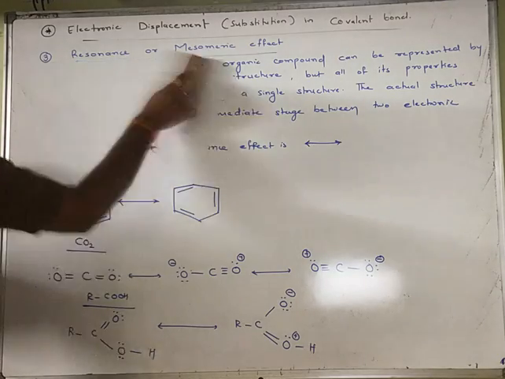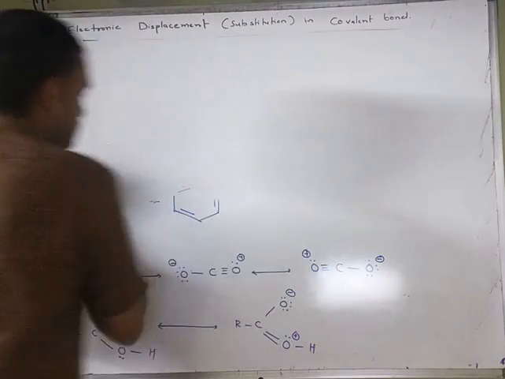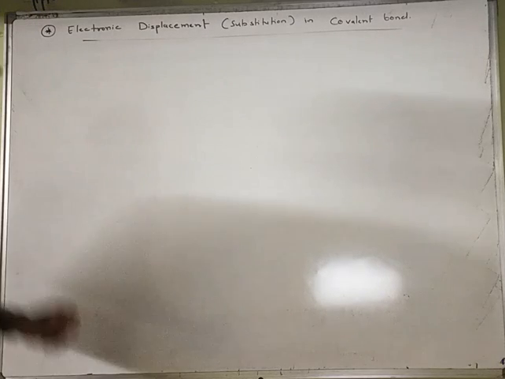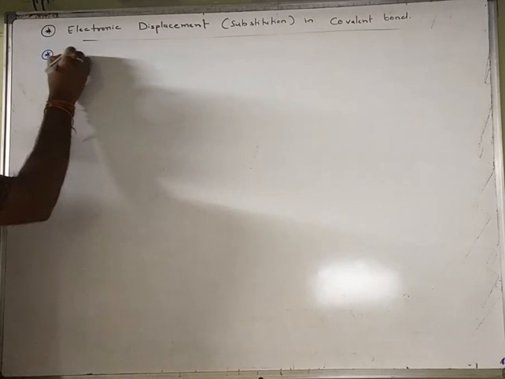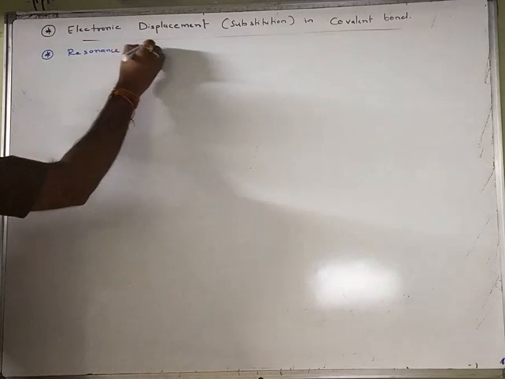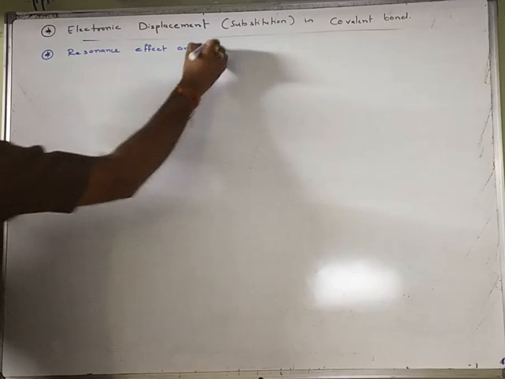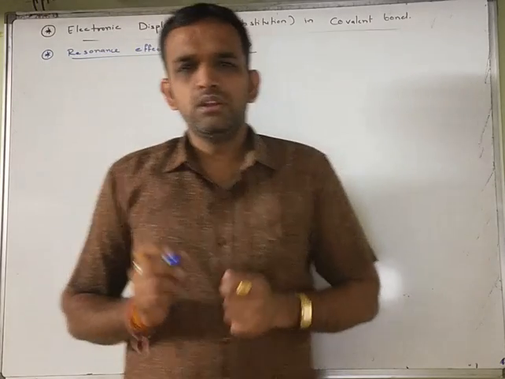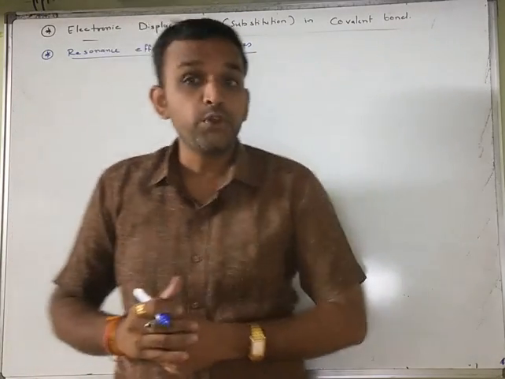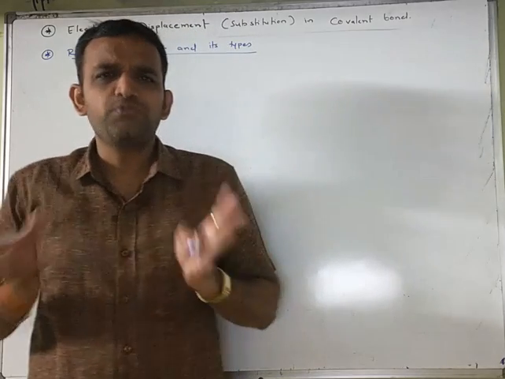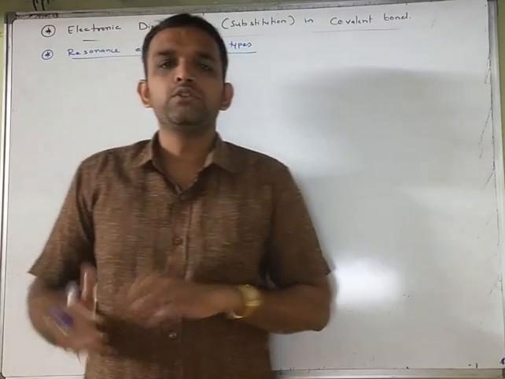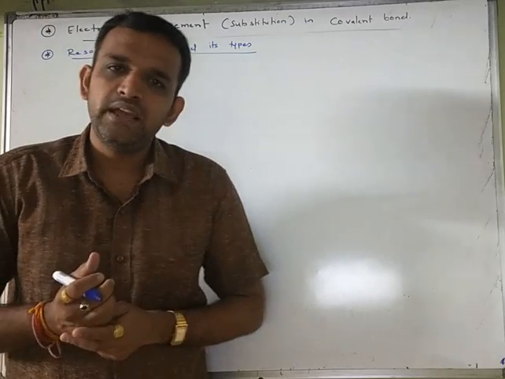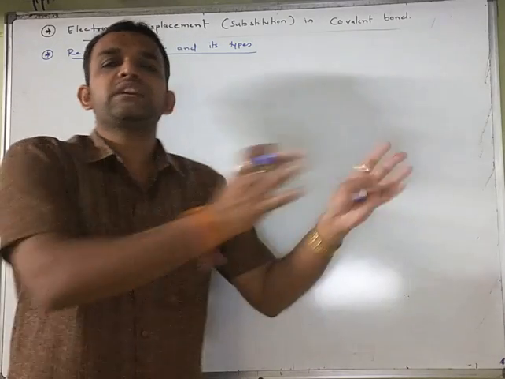Now let us discuss what is the resonance effect and its types, right? So the resonance effect and its types. What is the resonance effect? First of all, the resonance effect is defined as the polarity produced in the molecule by the interaction of two pi bonds, or between a pi bond and a lone pair present on the adjacent atom. And this effect will be transmitted in the chain.